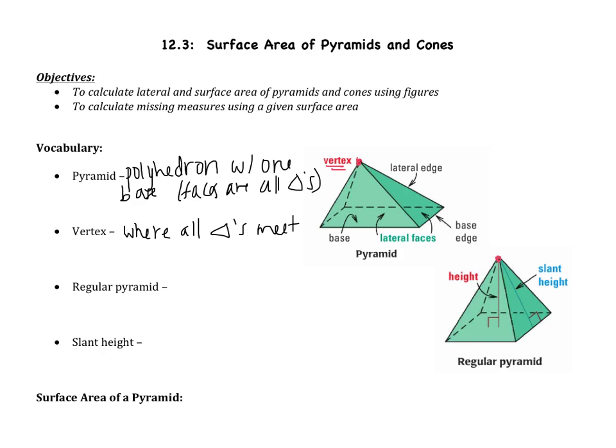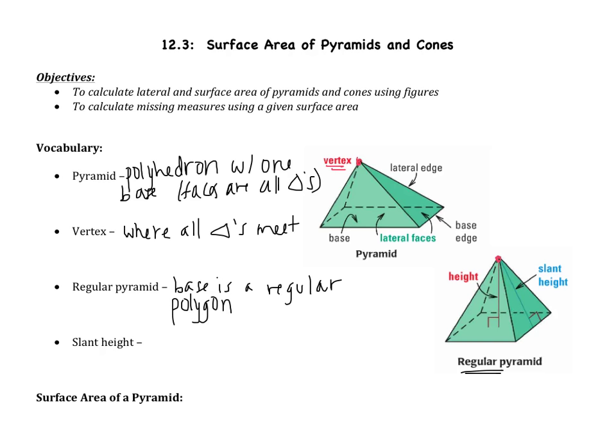In a regular pyramid, the base is a regular polygon. So a regular polygon meaning equilateral and equiangular. So on that second figure, the one marked regular pyramid, the base is a square. All the sides are congruent.